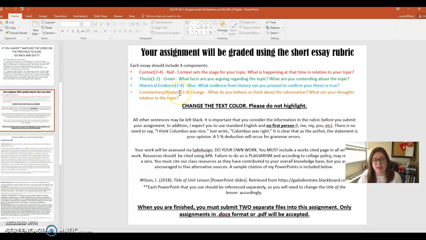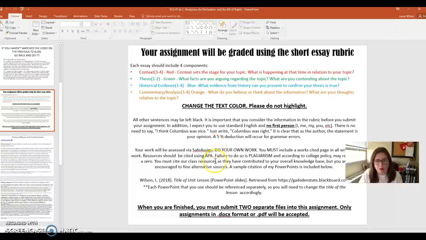Commentary and analysis, this is your thoughts. I think TJ was a huge racist. I think he was not. This is where I think that this portion was left out because they were afraid of what would happen, not because they were really against slavery. Whatever you think the reason is, your analysis of that. Now, do not use first person. Thomas Jefferson is awesome. If you wrote that, I know it's your opinion, so don't use first person.